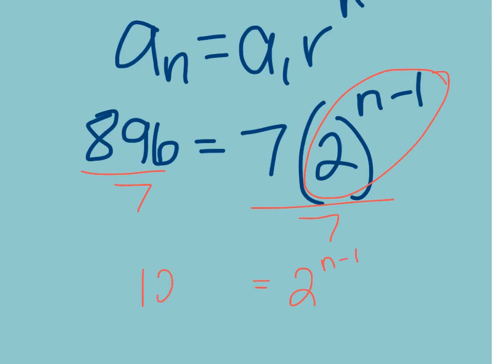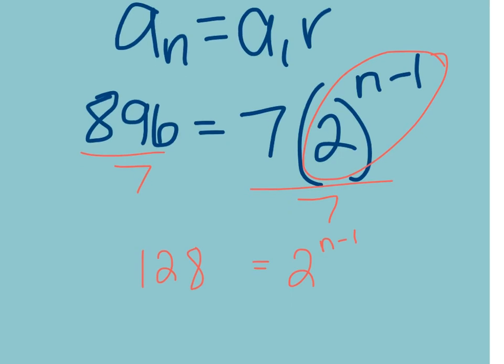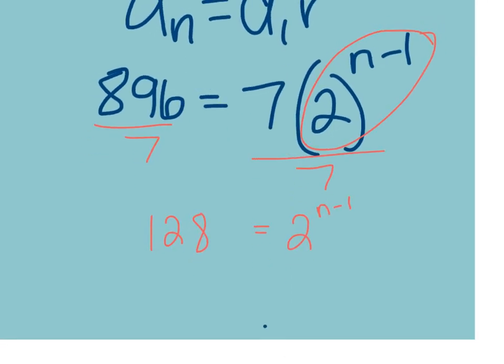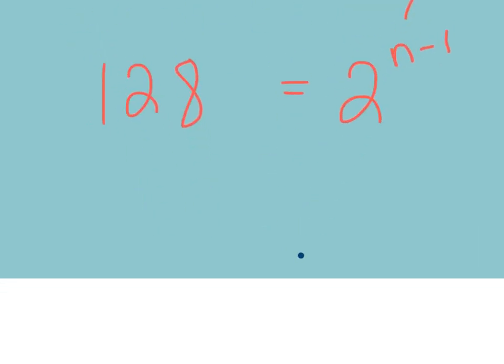So 896 divided by 7 is 128. Now what? You have to figure out what 2 to what power is 128. Yeah, so there are different bases, yes? We're going back a couple of chapters. If it's different bases, how do we do it? You take 128 and make it 2 to something. So I have to figure out what power of 2 I would have to raise to get to 128, yes? Remember the 1-to-1 property?